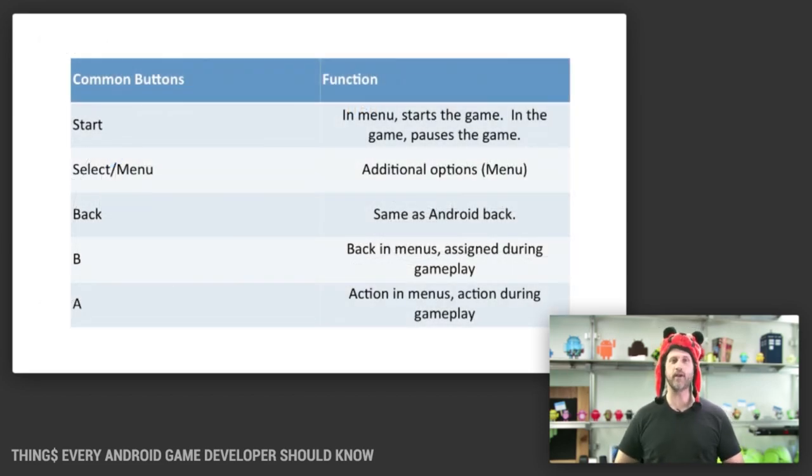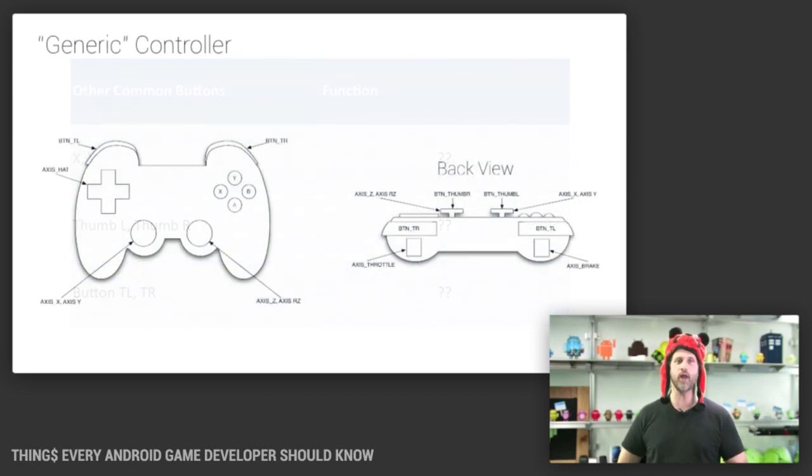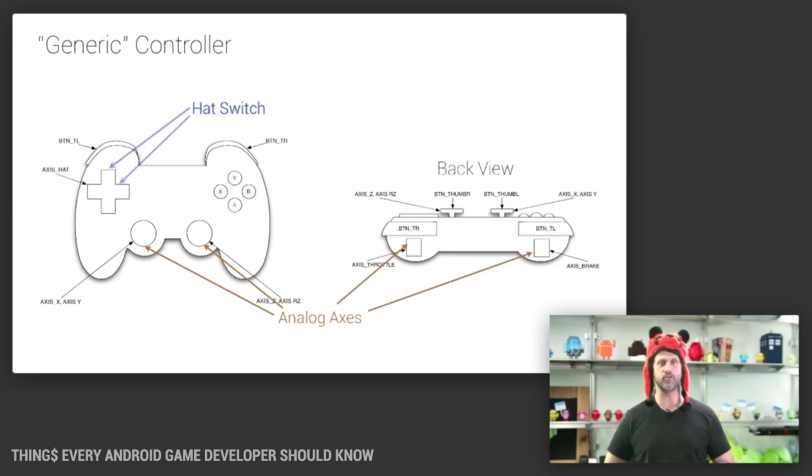Here's some other buttons you might want to consider, but you shouldn't rely on these buttons being there. Some more buttons the standard controllers will have. One other note, you get generic motion events for analog joysticks. You also get them from D-pads that are set up as hat switches, which is very common.